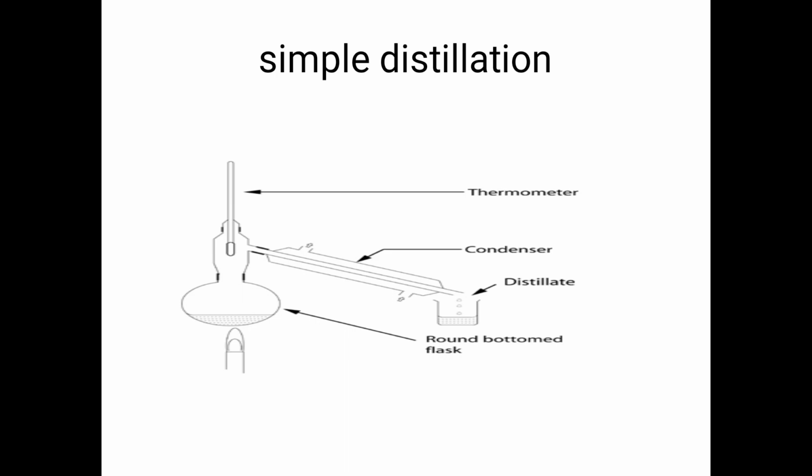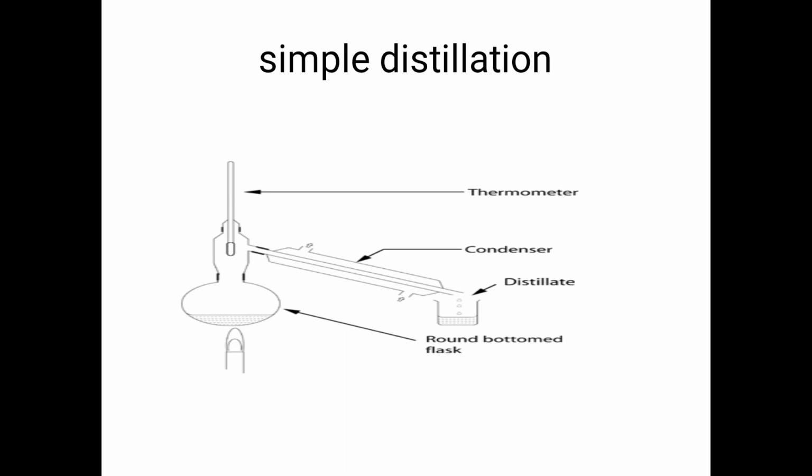And in the round bottom flask, the thermometer is inserted. After that, we are heating the bottom of the round bottom flask. Once the temperature is reached, the vapors move to the condenser. In that condenser, in the outer jacket, cold water is flowing. In this process, the gas is converted to liquid.